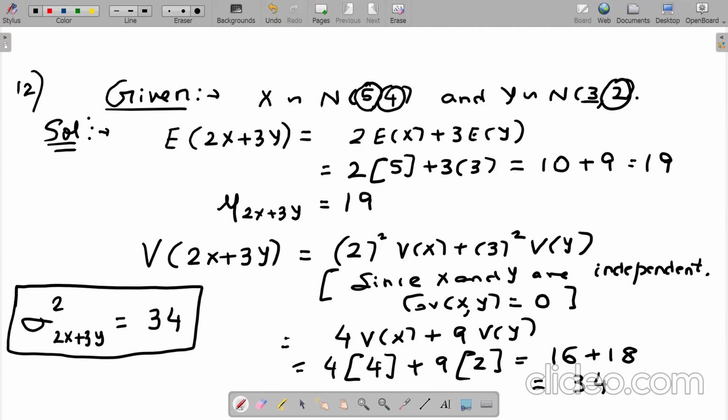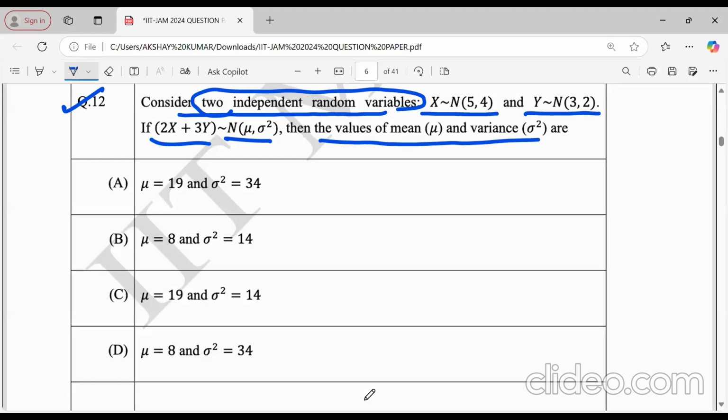So I can come back to the question paper and we can mark the correct answer. The correct answer is option A. The mean for 2x plus 3y has come out as 19. The variance for 2x plus 3y has come out as 34.